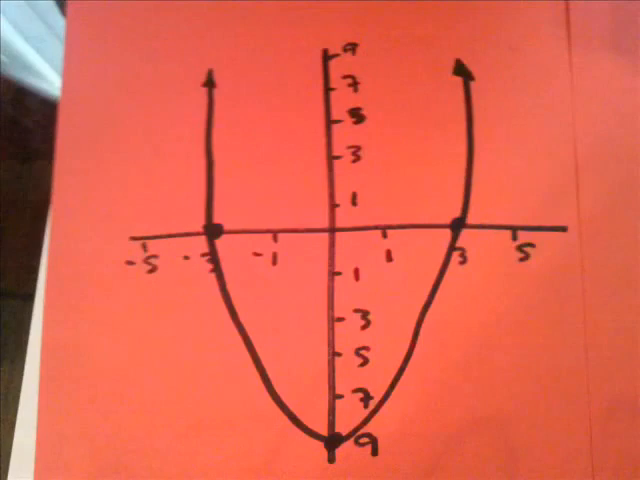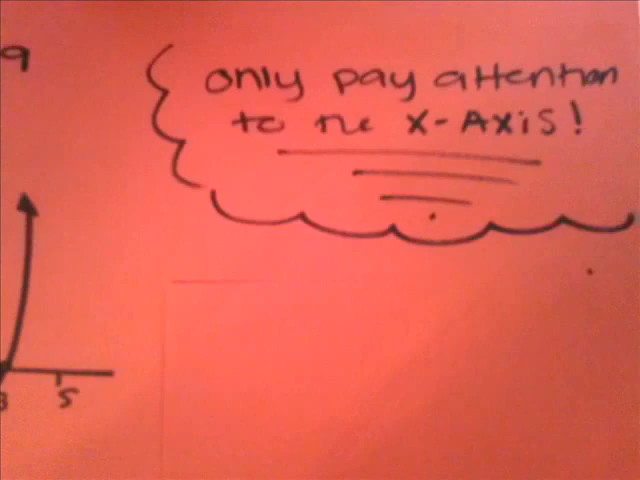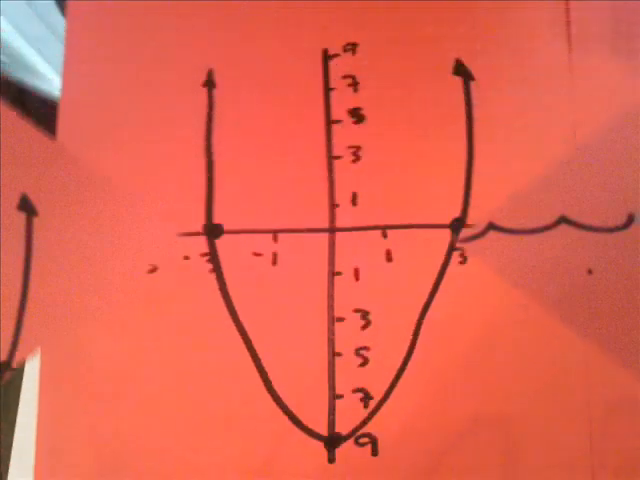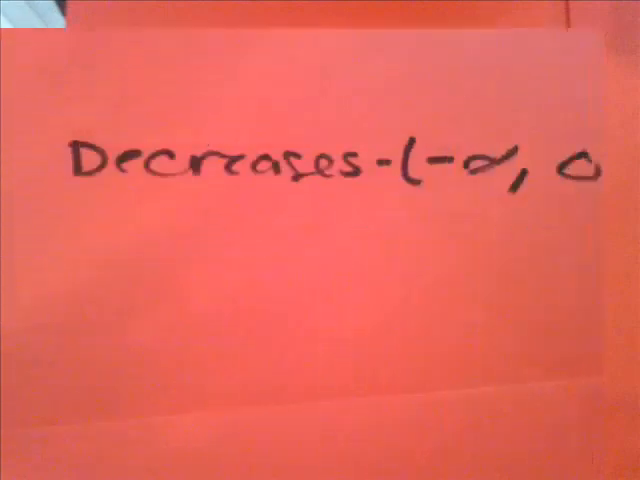If you choose not to use a calculator and graph it by hand, it should look like this. Make sure it passes through those 3 points. To find the increasing and decreasing intervals of a function, only pay attention to the x-axis. The point of intersection is 0, -9. Therefore, it decreases from -infinity to 0 and increases from 0 to +infinity.